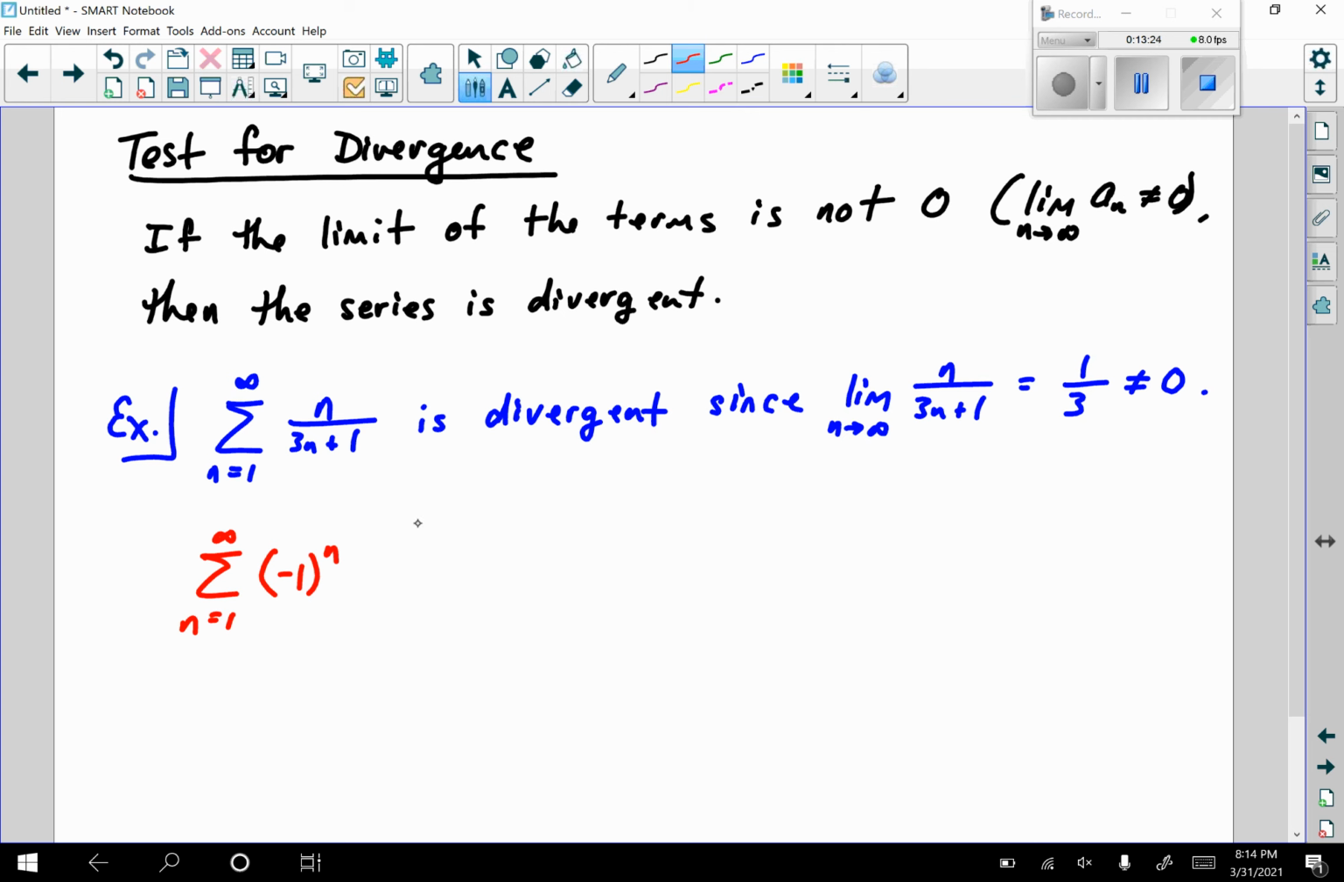Remember, anytime we see a -1 to the n, that's an alternating series in this case, or sequence if we were to write out all the terms, but this is also divergent. Since the limit, as n increases without bound, of -1 to the n is not 0, because it keeps bouncing between -1 and 1.